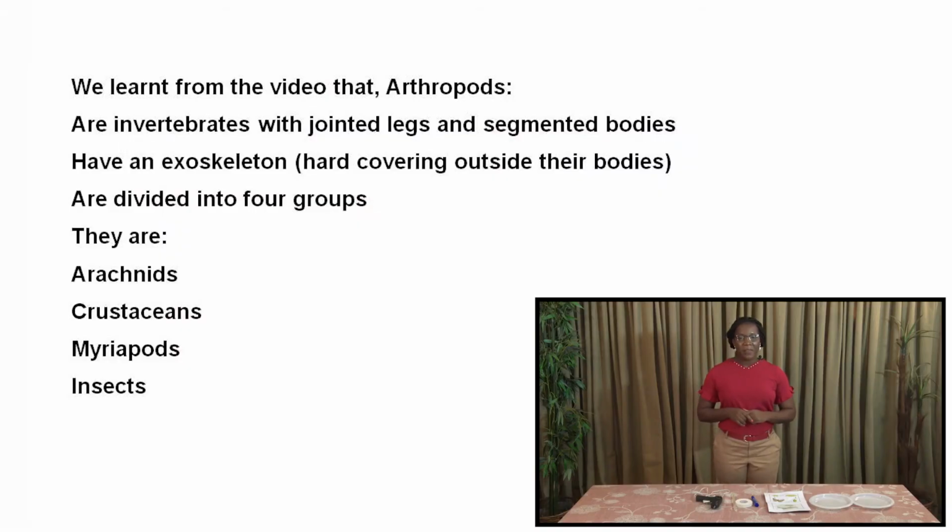We learned from the video that arthropods are invertebrates with jointed legs and segmented bodies. They have an exoskeleton or hard covering outside their bodies. They are divided into 4 groups. They are arachnids, crustaceans, myriapods, and insects.